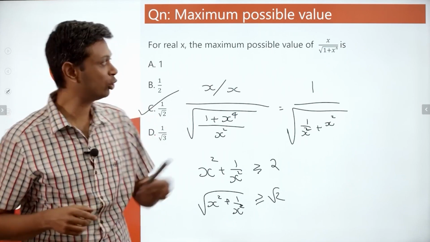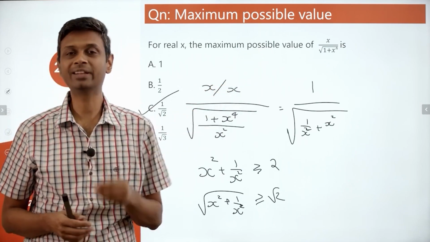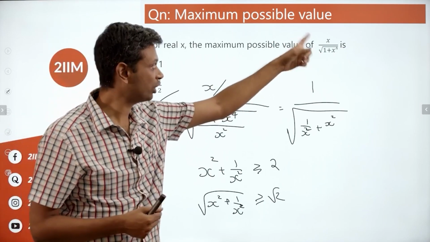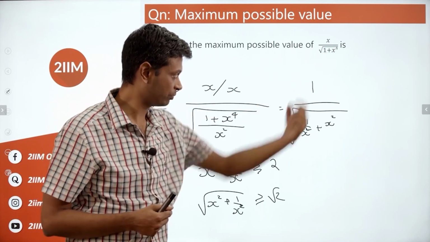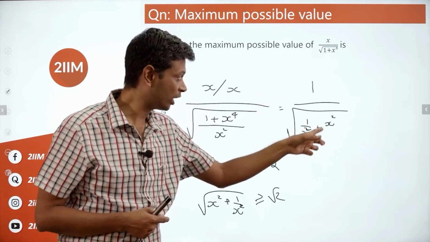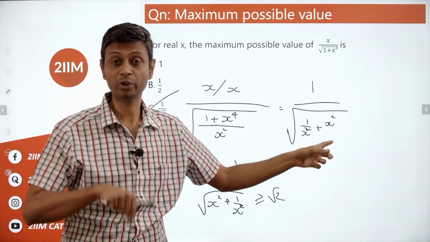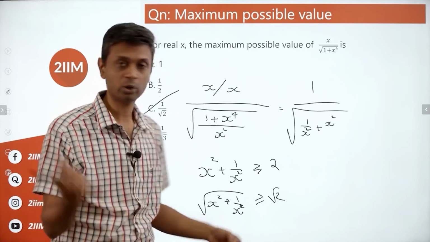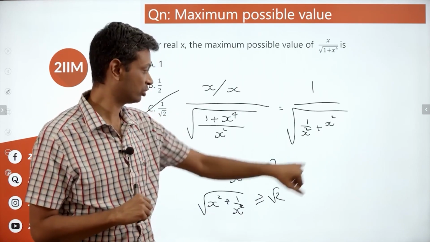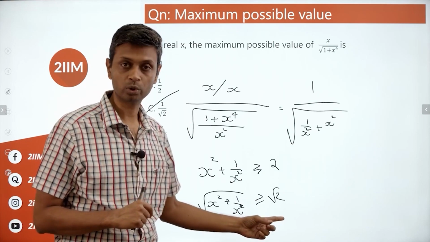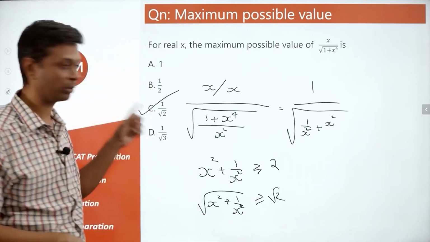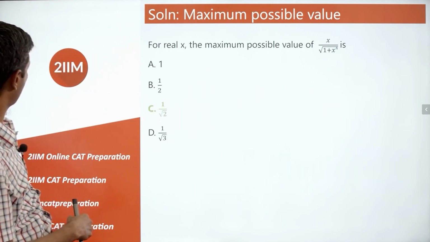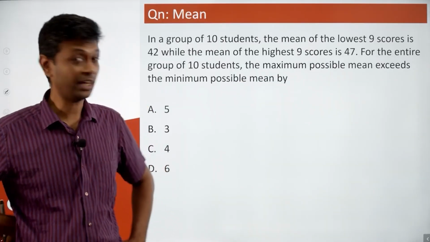The first thing, divide numerator and denominator by x. Numerator gets divided by x, denominator gets divided by x square inside the root. Then modify this. You need to be able to see this expression as this expression. We know how x square plus 1 by x square behaves. Therefore, we know how square root of x square plus 1 by x square behaves. Therefore, we know how 1 by square root of x square plus 1 by x square behaves. So, this is greater than or equal to 2. This is greater than or equal to root 2. 1 by this is less than or equal to 1 by root 2. It's a lovely question, very challenging question. At least I found it to be challenging.